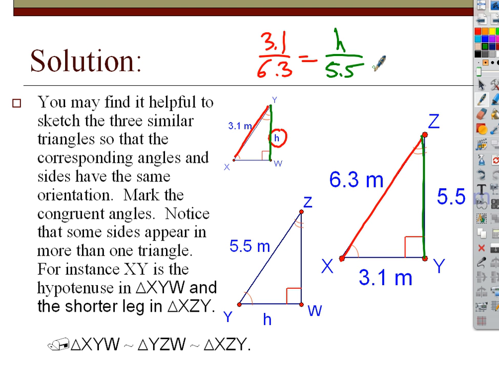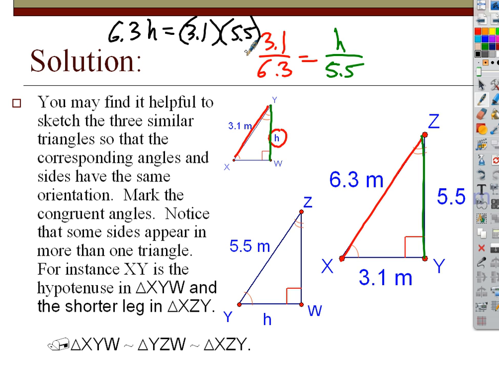Yes, ma'am. How come you're not doing big to small this time? Doesn't you mean how come I didn't do? Like 6.3 or... Oh, you know what? Doesn't make any difference. All that matters is that I'm consistent. I have to do the same thing both times. Okay? I could have done that. It would have worked. And so then I would just cross multiply and get 6.3h equals whatever 3.1 times 5.5 is, divide by 6.3 and throw it on my calculator and get an answer.